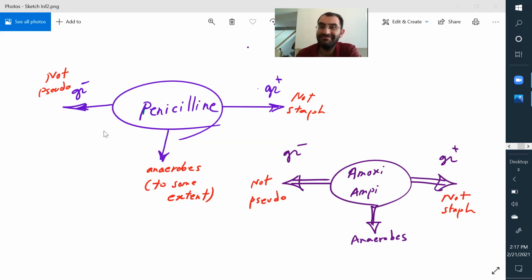Anaerobes, maybe to some extent. But is it able to kill staph, nasty gram-positive? No. Because the staph has something called penicillinase, so regular penicillin is not so good on it. It gets deactivated. Penicillinase is an enzyme that breaks down penicillin, so it can deactivate penicillin. So penicillin cannot kill staph, nasty gram-positive.